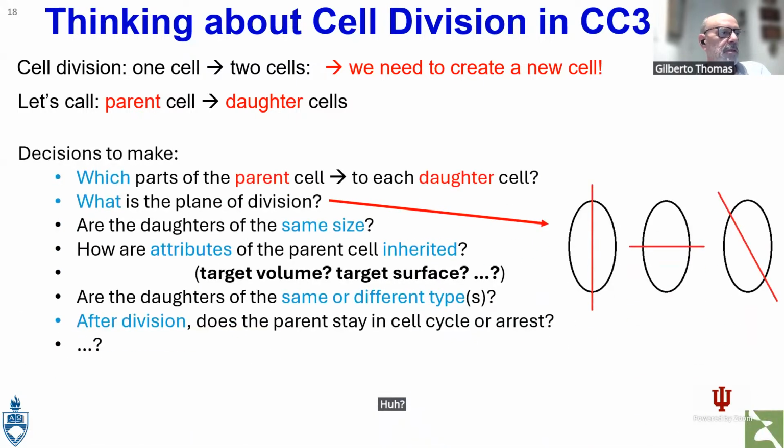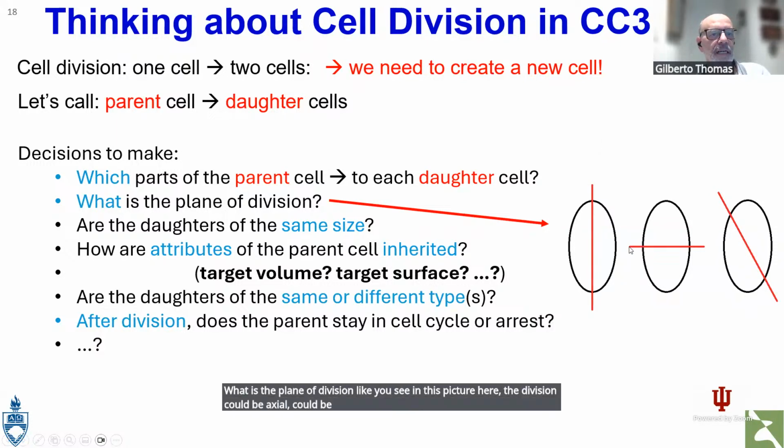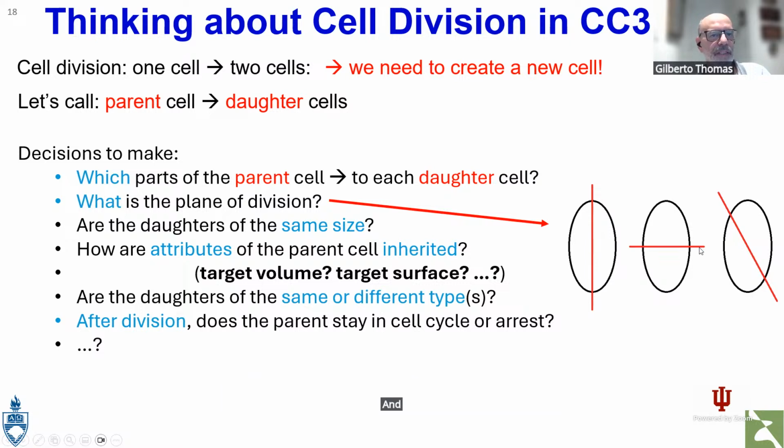So, the decisions you have to make for the division. For example, which parts of the parent cell go to the daughter cell? Is the daughter cell really equal to the first one, or is it only a part of it that goes to another cell? What is the plane of division? Like you see in this picture here, the division could be axial, could be in the middle of the cell, could be in a random orientation like that. We have to decide that.